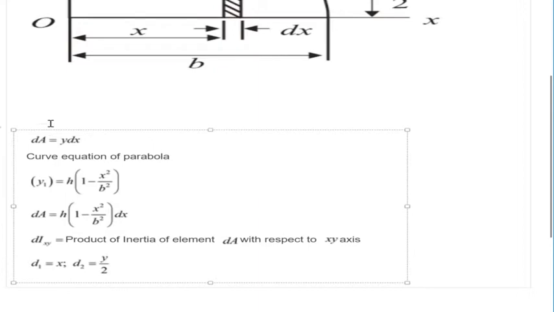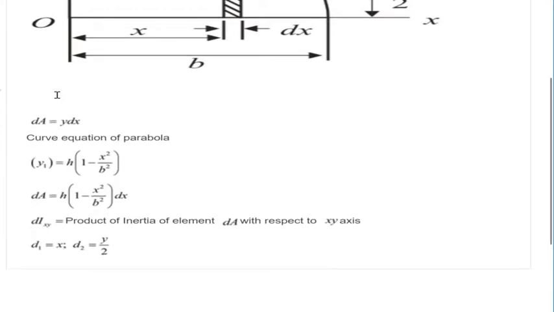As we can see here, the equation of the parabola is this, and now we replace this y in this equation, and now we have the differential area dA is equal to h times (1 minus x squared over b squared) times dx.